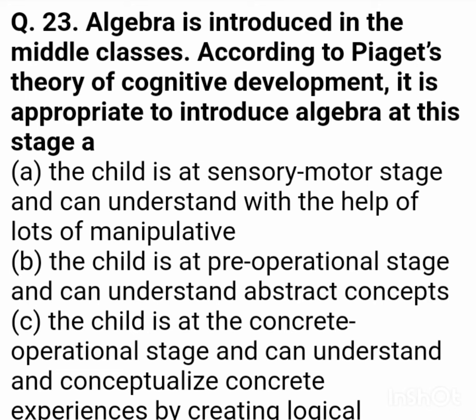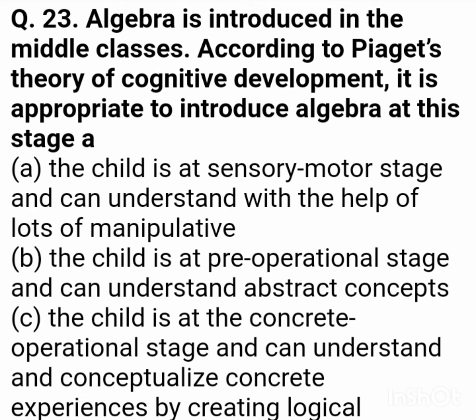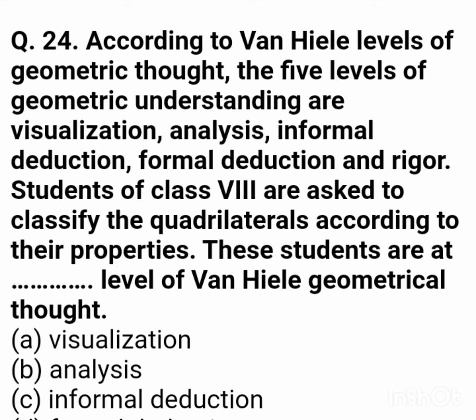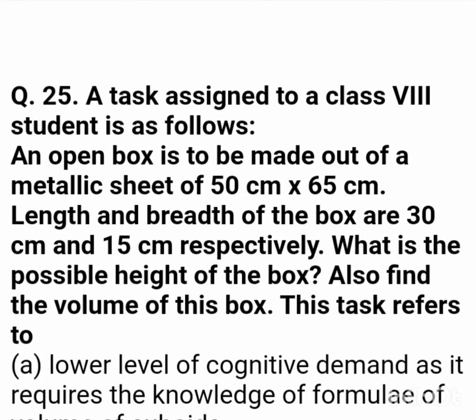conceptualize concrete experiences by creating logical structure. Question 24. According to Van Hiele levels of geometric thought, the 5 levels of geometric understanding are visualization, analysis, informal deduction, formal deduction, and rigor. Students of class 8th are asked to classify the quadrilaterals according to their properties. These students are at dash level of Van Hiele geometrical thought. Answer is, analysis.